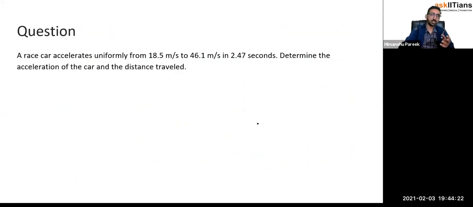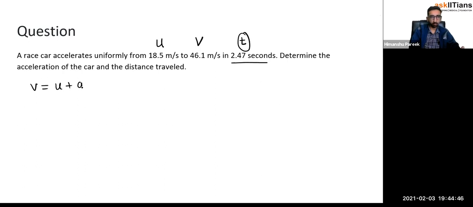Now I am going with the equations. One question. A race car accelerates uniformly from 18.5 to 46.1 in 2.47 seconds. Calculate the acceleration of the car and the distance traveled. Very simple. To calculate the acceleration of the car, that's the initial velocity, this is the final velocity, and that is the total time taken. What you should do is write down the first equation of motion. Don't go for the second one, because we'll use the second and third when displacement is of interest. Right now our interest is not in calculating displacement.